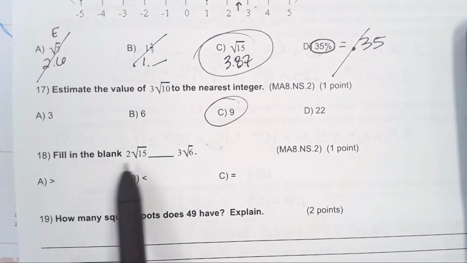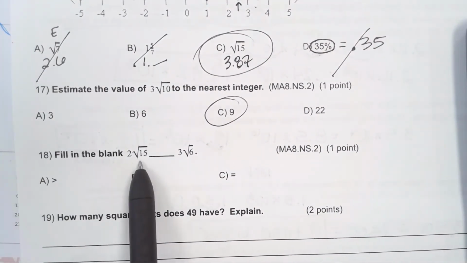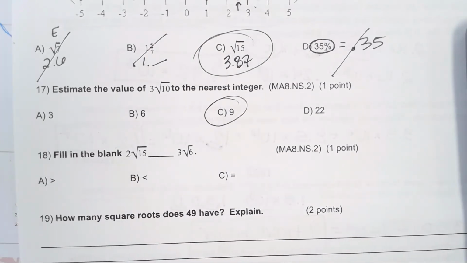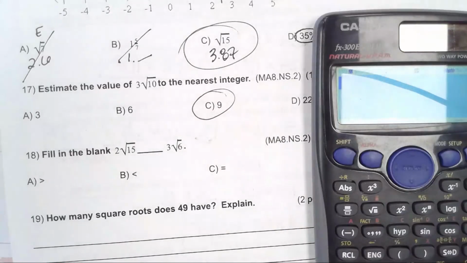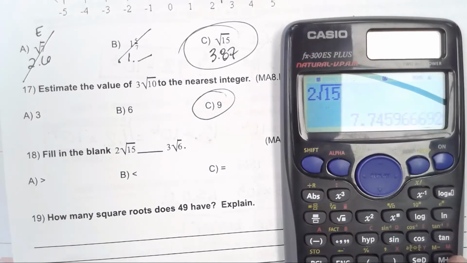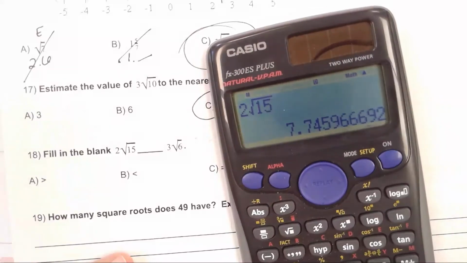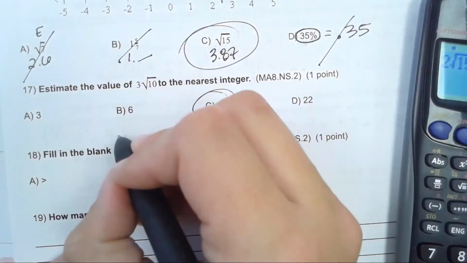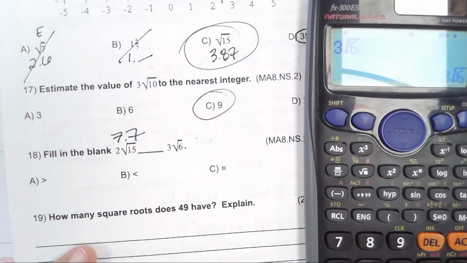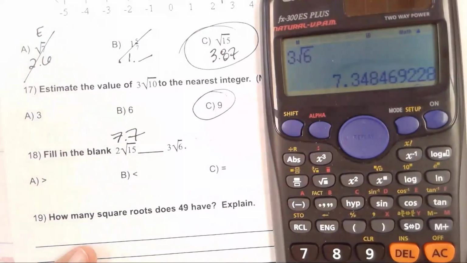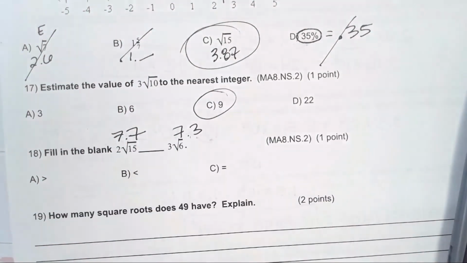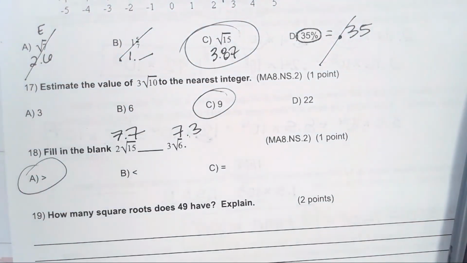Number 18, fill in the blank. So again, I'm just going to type these numbers in my calculator. The number out front just means that I'm multiplying that number to the square root. But for my calculator, I can just type it in as so. So 2 times the square root of 15 is about 7.7. And then 3 times the square root of 6 is about 7.3. So 7.7 is greater than 7.3, so I know my answer is going to be A.